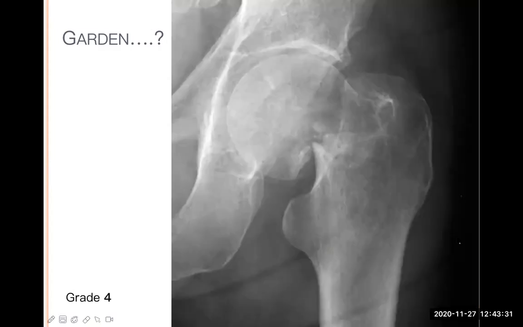Another one, see here, this is Garden grade 4. Why is it Garden grade 4? The fracture line is complete here. This is the fracture line, and this head of the femur is nicely inside the acetabulum. This is the acetabulum. The head of the femur is located nicely there, and this is slightly displaced up. Not that major a displacement, but there is a slight displacement up. So this is Garden grade 4. It is not as easy as seeing those schematic diagrams. This is a real X-ray, so we need to see it very carefully.